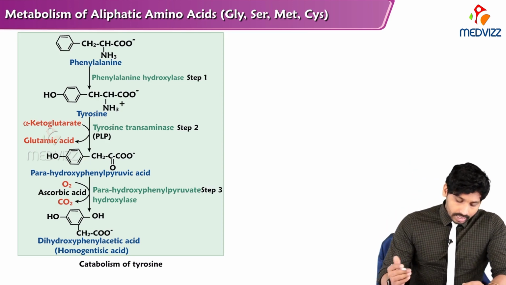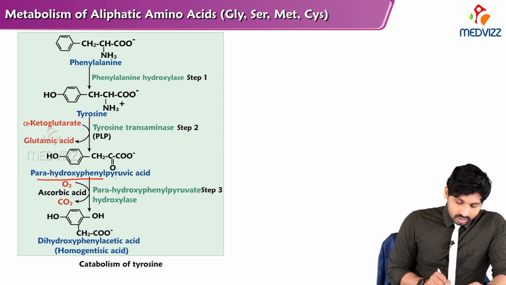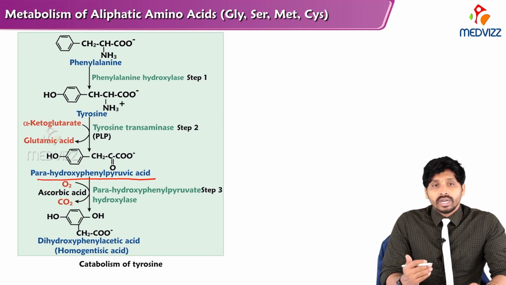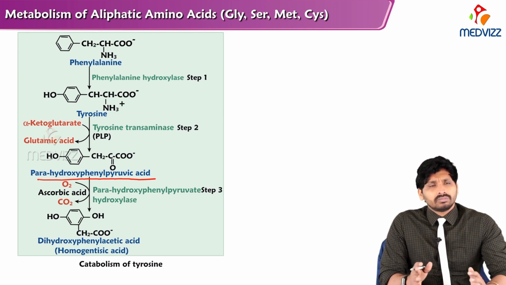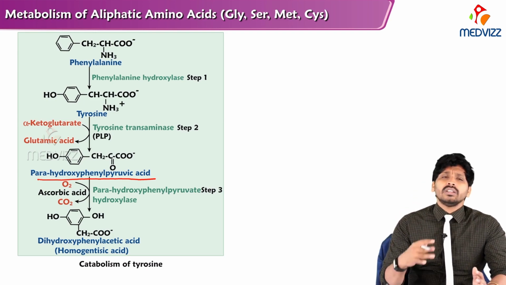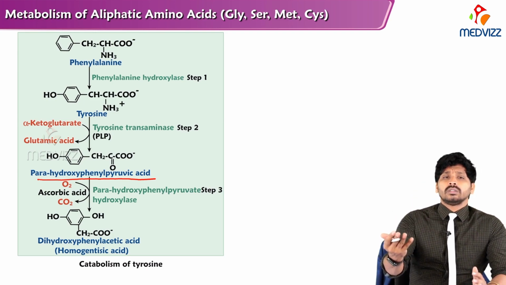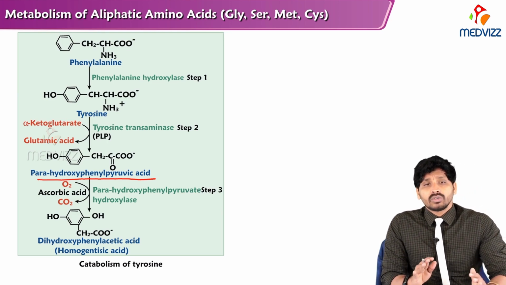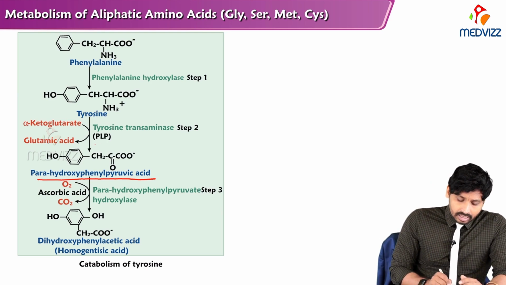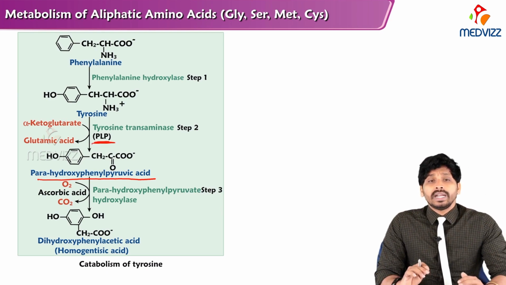Okay, so tyrosine is now converted into para-hydroxyphenylpyruvic acid. Here the amino group from tyrosine is donated to alpha ketoglutarate and converted to glutamic acid. You can say it is a transamination type of reaction, where the amino group is transferred from tyrosine to alpha ketoglutarate, converting alpha ketoglutarate to glutamic acid, and it is a pyridoxal phosphate dependent enzyme.